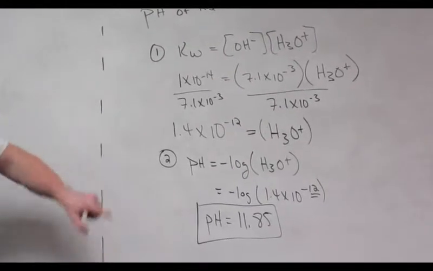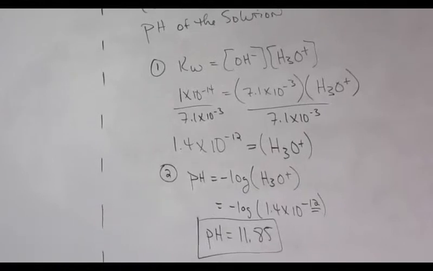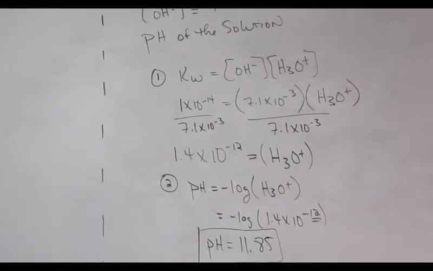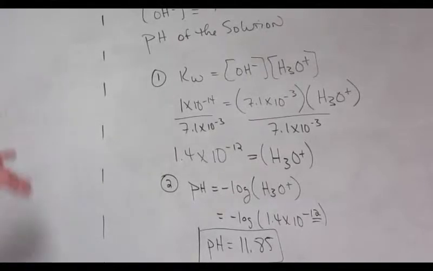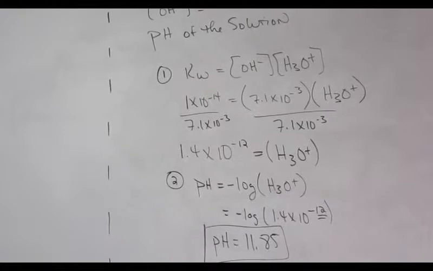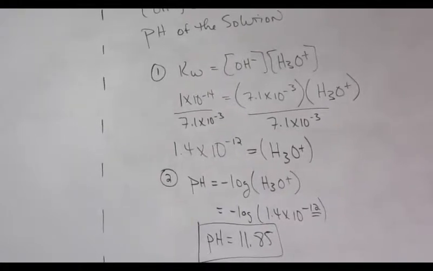Looking at that pH on our scale, we can see pH at 11.85 means there's basically no acid there. There's a lot of base. Try to measure something that's a minus 12th power. It's very difficult. There's none of it there.